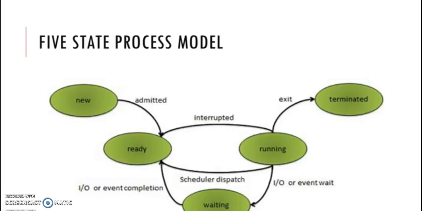For example, the operating system may limit the number of processes that may be in the system for reasons of performance or main memory limitation. The exit state indicates that a process has been released from the pool of executable processes by the operating system, either because it has halted or because it aborted for some reason.